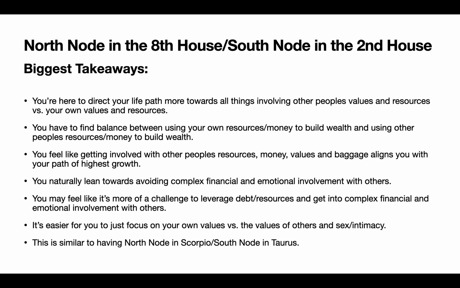This is similar to having north node in Scorpio, south node in Taurus, because Scorpio rules the 8th house, Taurus rules the 2nd house. Okay, so I did a full video breaking that down in detail. You want to check that out. The link for that will be in the description box. Make sure you study this placement as well if you have north node in the 8th, south node in the 2nd.